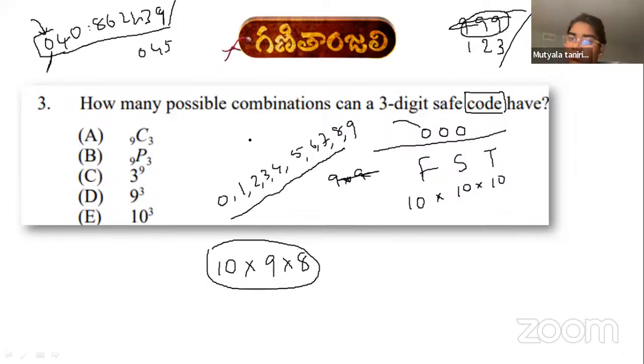Tell the answer, what is the option? 720. The option, sir, is it?